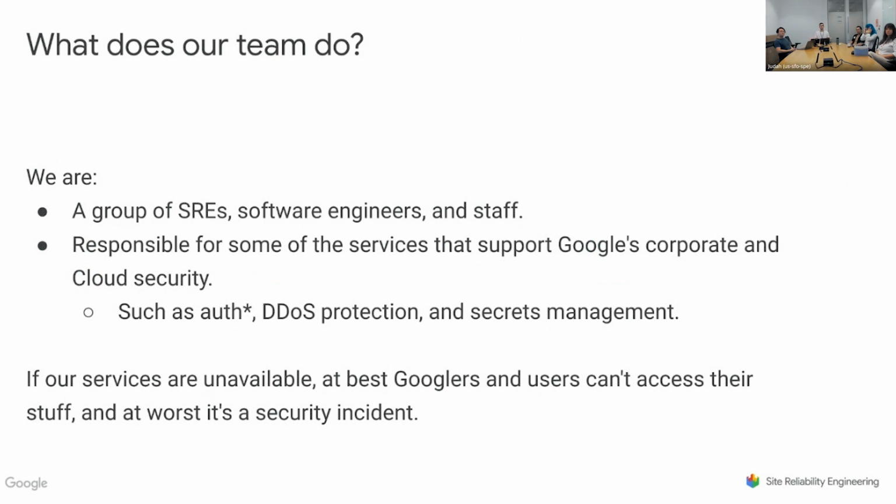So what does my team, privacy and security, do? We are a group of SREs, software engineers, and staff, so program managers and writers and others, that all work together to run the Google corporate and Google Cloud security infrastructure. There's a large overlap between security and reliability, since it's all about making this thing available to a specific set of people to do the things that they're supposed to do.